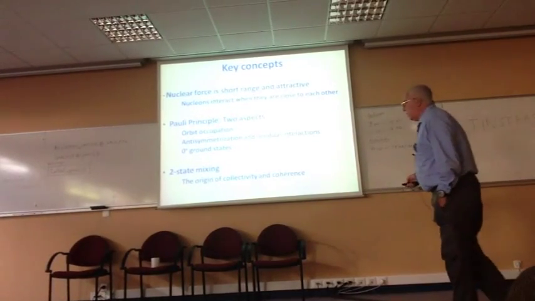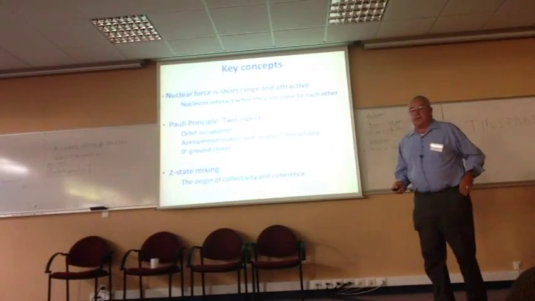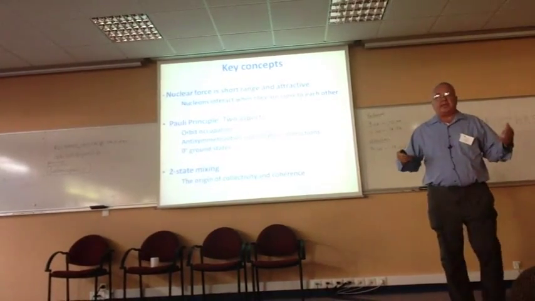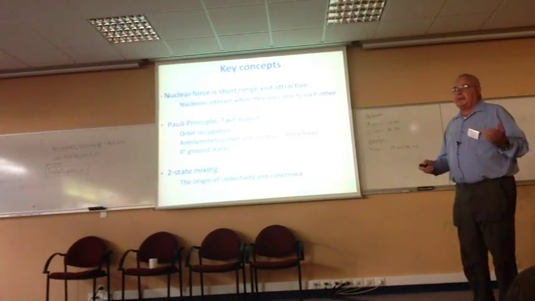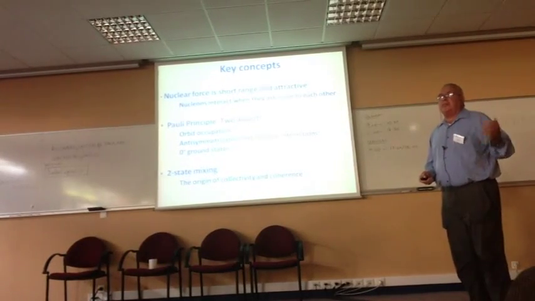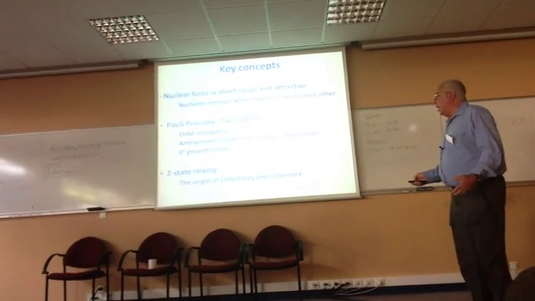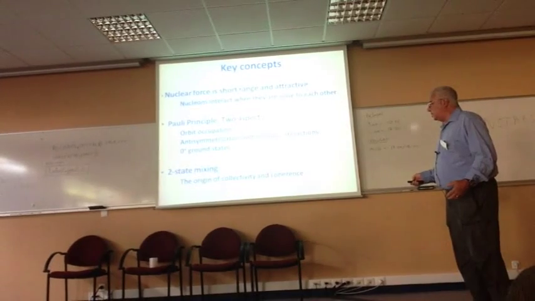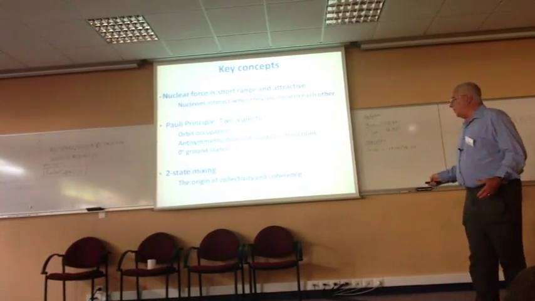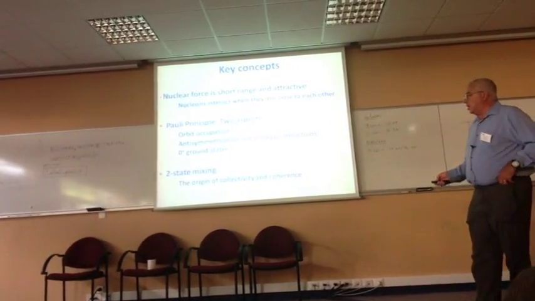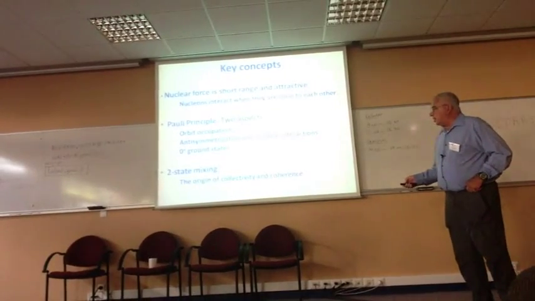When we do a calculation of any aspect of nuclear structure, we start with some set of basis states. And we have a Hamiltonian. That Hamiltonian invariably mixes those basis states. And what comes out is a result of that mixing. It's the origin of collectivity, coherence in the wave functions. And the simplest one is two-state mixing.